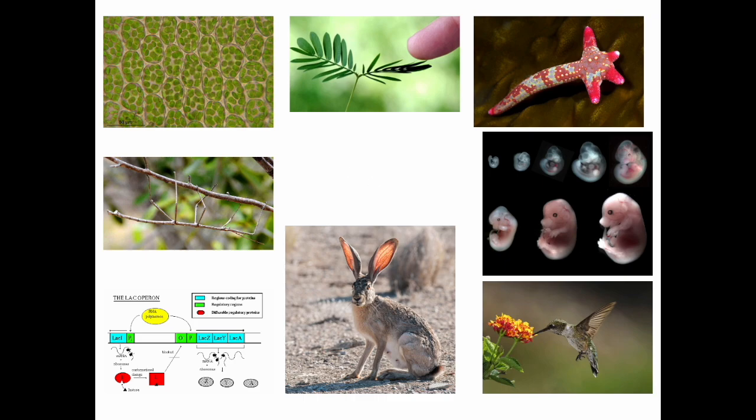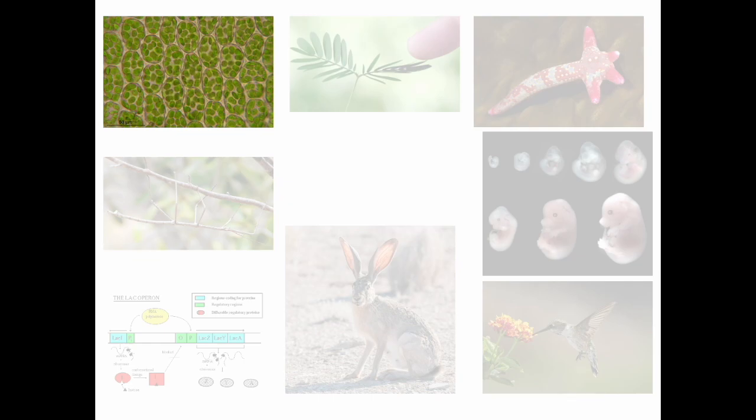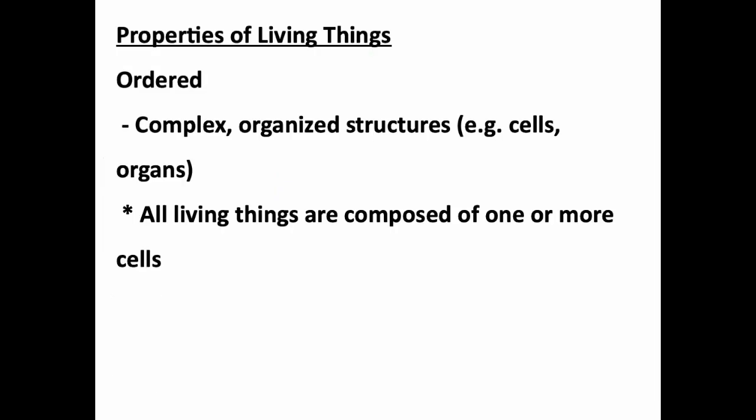So let's start up here in the top left-hand corner. This is a bunch of cells filled with photosynthetic organelles. And what this is meant to represent is how living things are all organized. They're all ordered. This is a very ordered array of cells and the structures they have within them. This sort of organization is something we see on a microscopic level and a macroscopic level in all living things. So we're going to call this ordered.